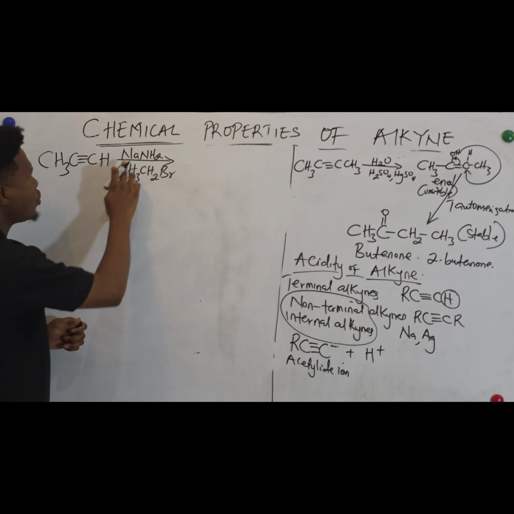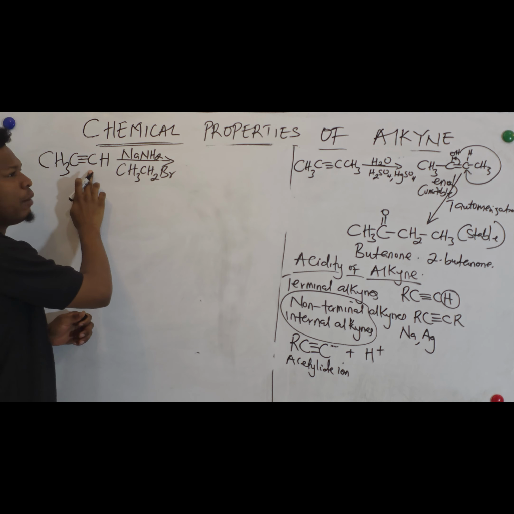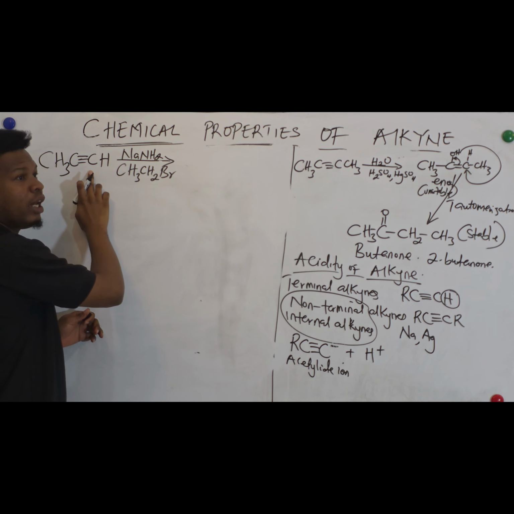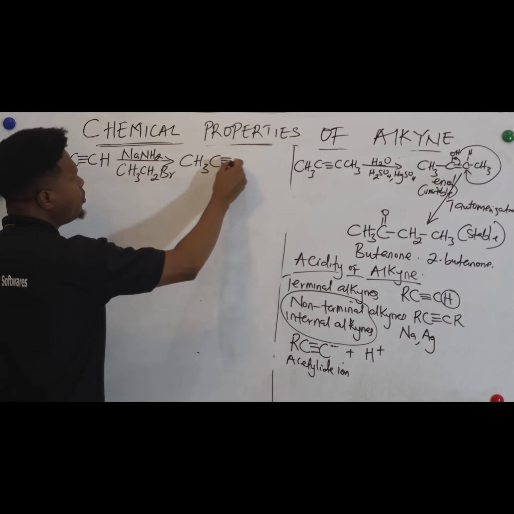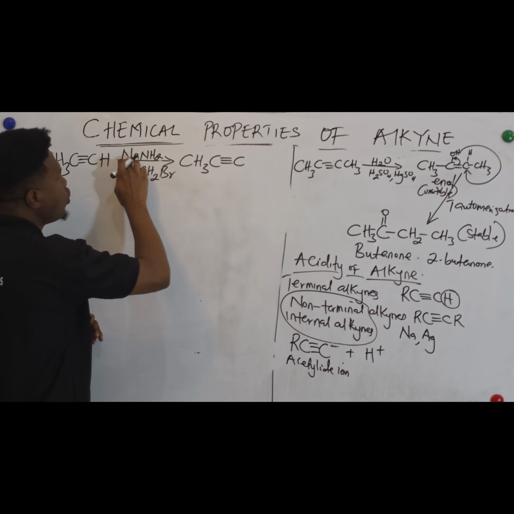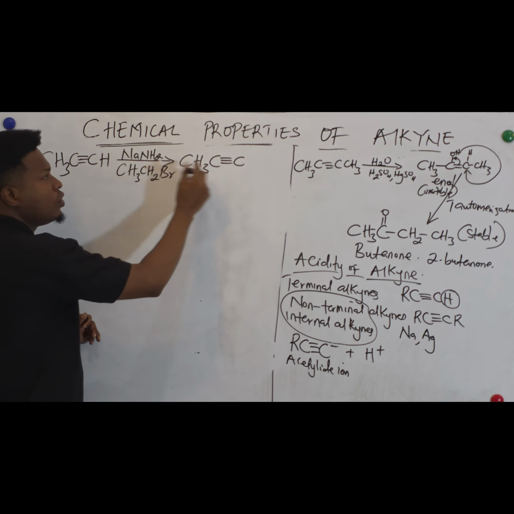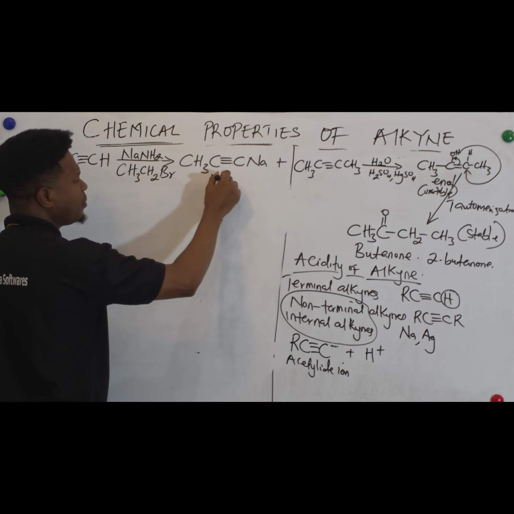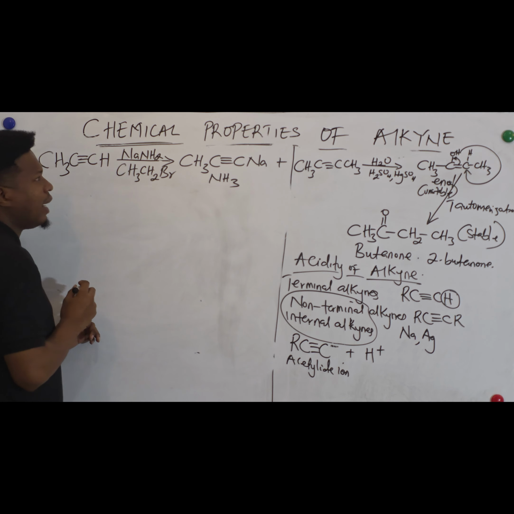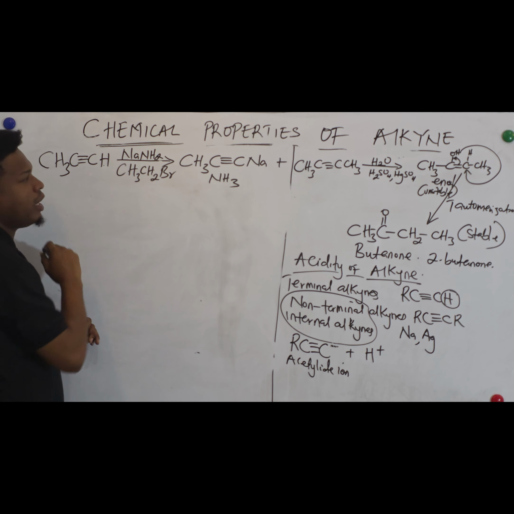For this first reaction, sodium amide reacting with the terminal alkyne will form an acetylide. So we're going to have CH3, C triple bond C, with the sodium replacing the hydrogen here. We have Na plus, and ammonia. How did I get the ammonia? NH2 plus 1 hydrogen has given ammonia.